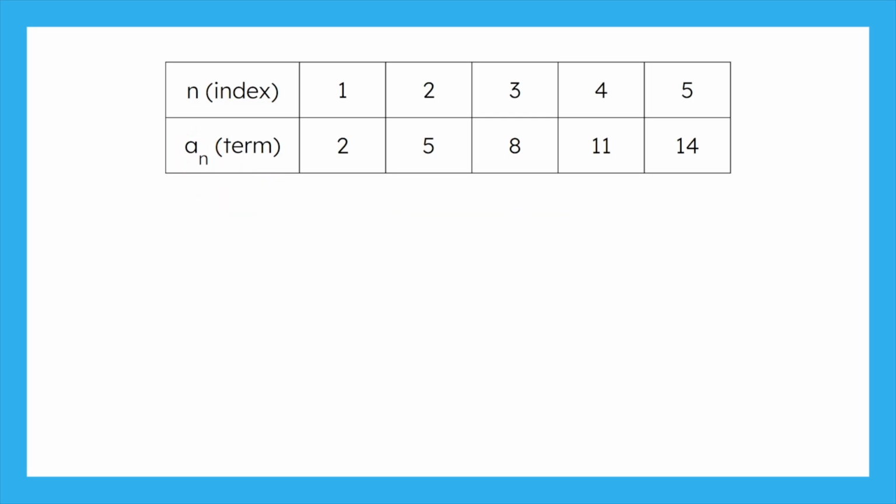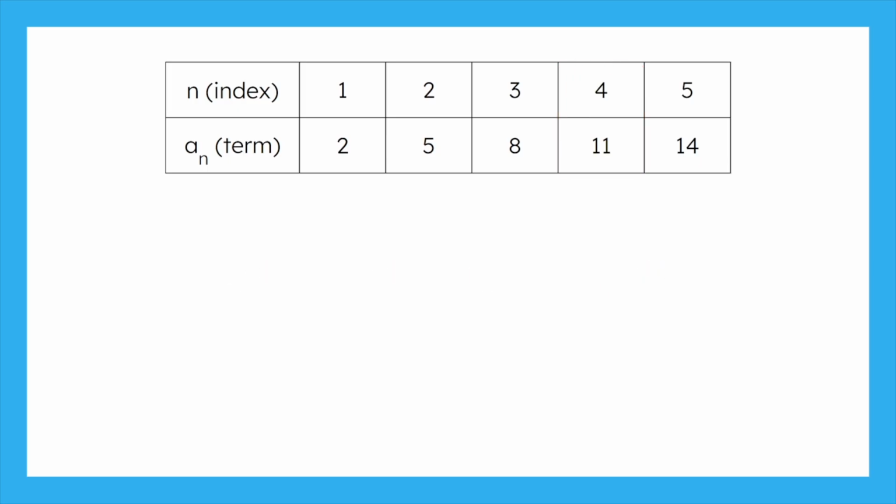To talk about a specific term, we can replace n with a number. For example, a sub 1 is the first term of a sequence. In this sequence, a sub 1 is 2 because 2 is the first term in the sequence. A sub 2 is 5 because 5 is the second term. Using that pattern, what are a sub 3 and a sub 4? A sub 3 is 8 because it's the third term in the sequence, and a sub 4 is 11 because 11 is the fourth term.